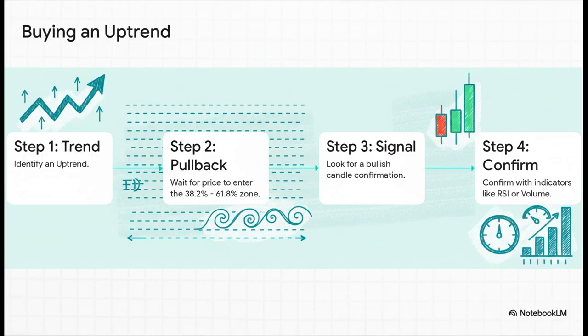First, you've got to make sure you're actually in an uptrend. Second, you have to be patient and wait for the price to pull back into that sweet spot, the 38.2% to 61.8% zone. Third, and this is so important, don't just blindly buy the second it touches a line. Wait for proof that buyers are showing up, like a strong bullish candle. And finally, for extra confidence, look for another indicator, like a spike in volume, to back up your decision.